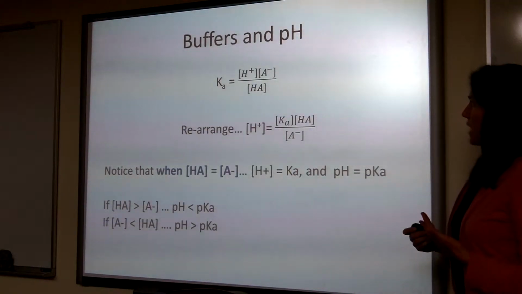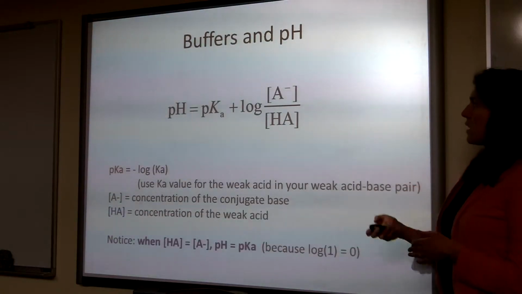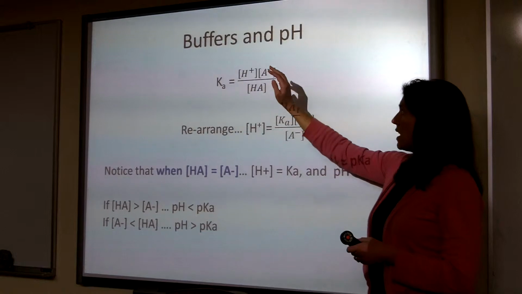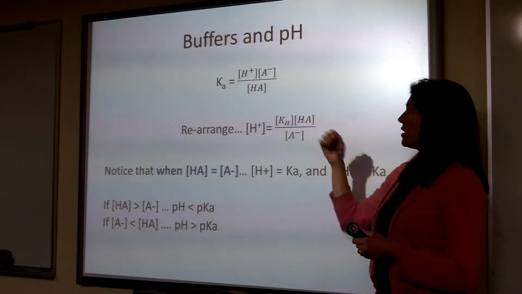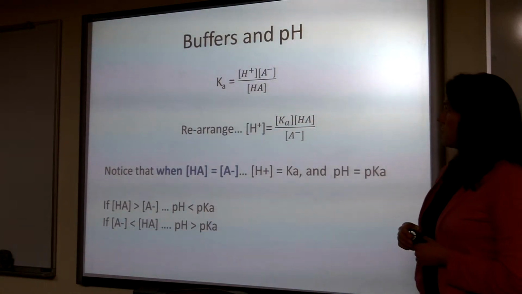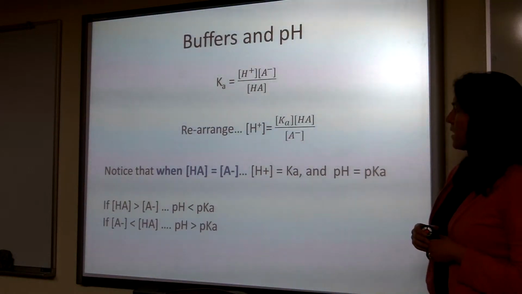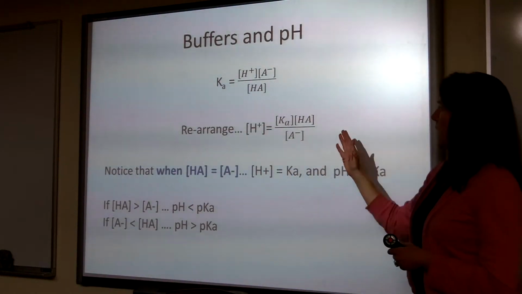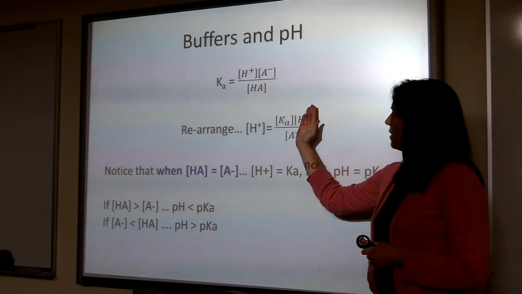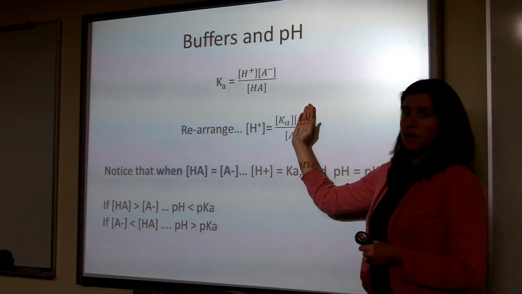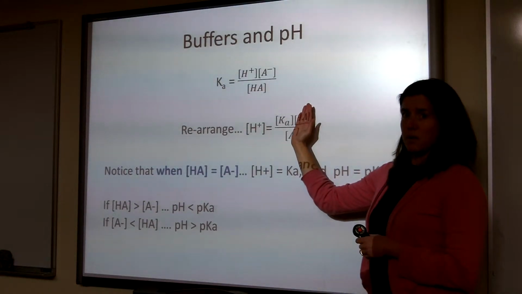So another way of looking at it, rather than using this equation right here, is you can also use your Ka expression, right? Ka equals H times A over HA. You can rearrange it to solve for H plus, and notice that when you do that, you will see again that when HA and A minus are equal, your H plus concentration is equal to your Ka value, and that means your pH is equal to your pKa.